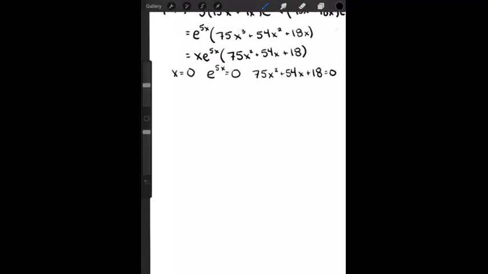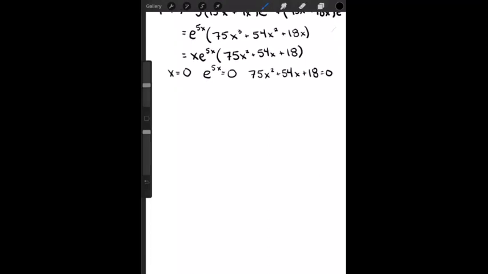Well, those first two are thankfully pretty easy. Right? If x is equal to 0, then x is equal to 0. That's one potential inflection point. Is e to the 5x ever 0? I'll let that sit for a while as I start to use the quadratic formula over here.